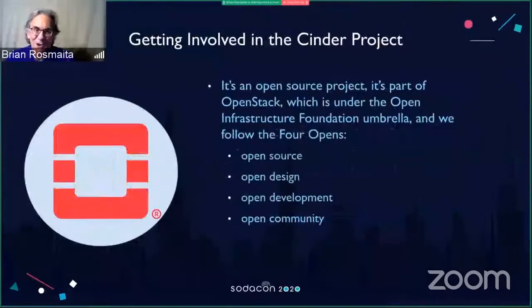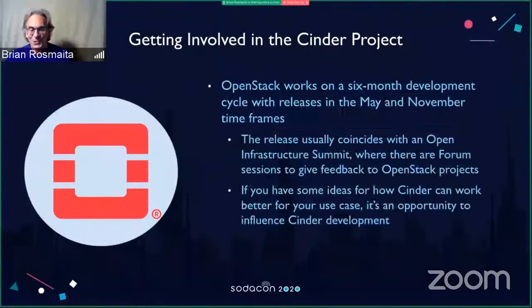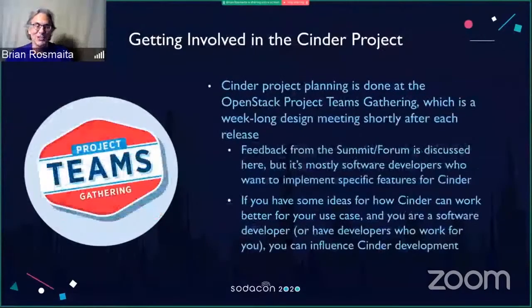All right, to get involved in the Cinder project, it's an open source project, so easy to get involved in. We work on a 6-month development cycle with releases in the May and November timeframes. I just want to give you an idea because you want to interact with us at the beginning of a cycle when we're still doing planning if you want to try to influence development. There are 2 ways to do it. You can go to the Forum or Summit and influence us, or you can come to the Project Team Gathering where we're actually doing design discussions. If you're willing to work on the project, that's where you come and that's where you can do it.